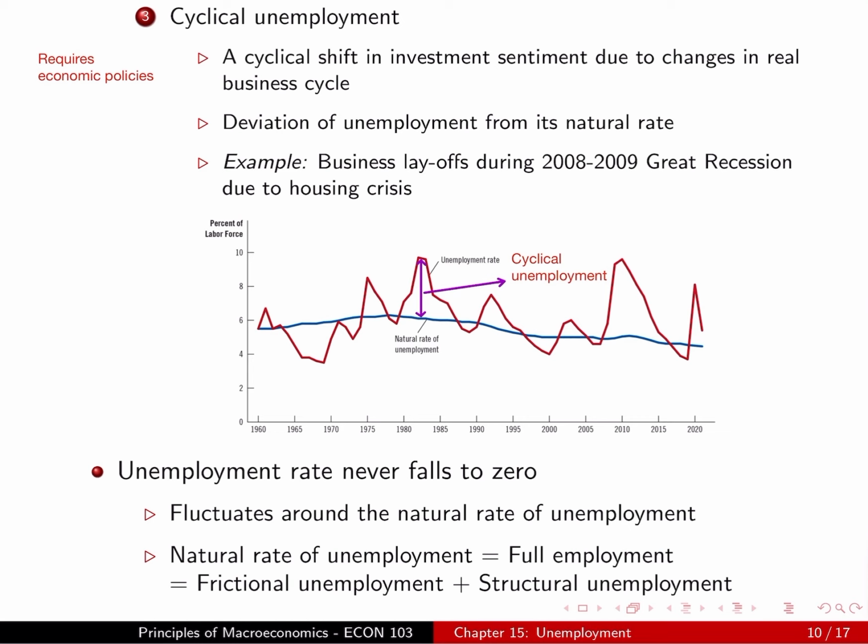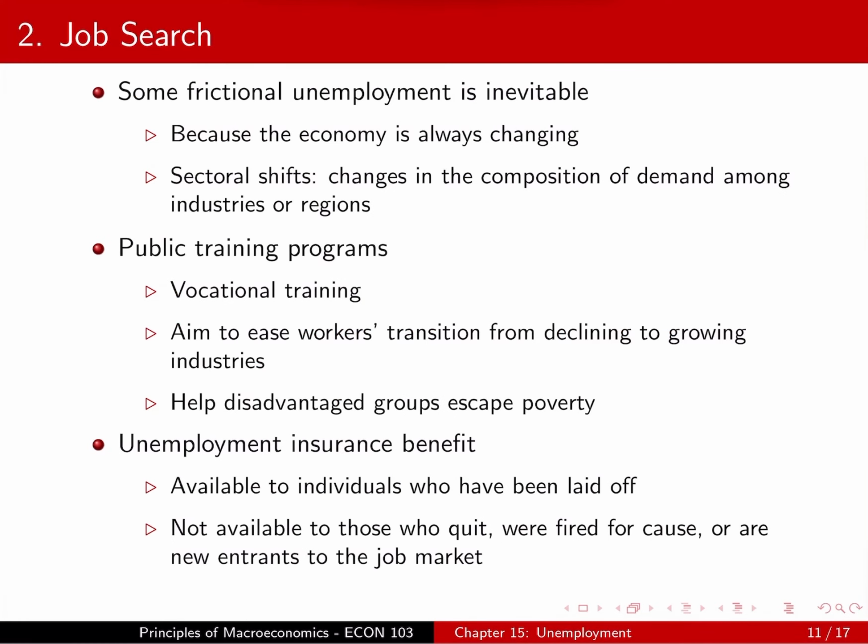Let's consider the natural rate of unemployment, also known as full employment, which is not zero unemployment. It is the normal rate of unemployment around which the unemployment rate fluctuates. When the economy is at steady state, the natural rate of unemployment is equal to a combination of frictional unemployment and structural unemployment. In this section, we're going to discuss the important aspect of our labor market.